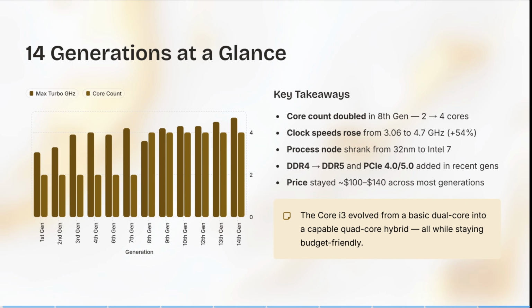14 generations at a glance. Key takeaways: core count doubled in 8th Gen to 4 cores. Clock speeds rose from 3.06 to 4.7 GHz, plus 54%. Process node shrank from 32 nanometers to Intel 7. DDR3 gave way to DDR4 and DDR5, and PCIe 4.0 and 5.0 were added in recent gens. Price stayed $100 to $140 across most generations. Note: the Core i3 evolved from a basic dual-core into a capable quad-core hybrid, all while staying budget-friendly.